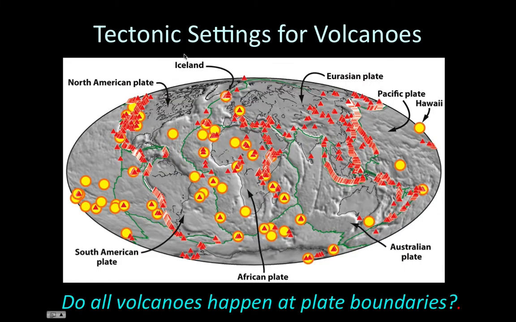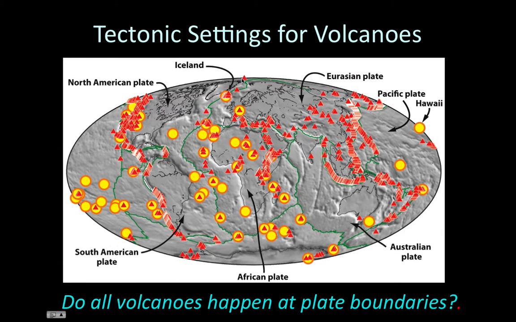Now this is an image which shows where volcanoes are occurring on Earth's surface, and the caption here says, "Do all volcanoes happen at plate boundaries?" It's a little bit hard in this figure to see the plate boundaries, but they're shown with the green lines. And looking around, we could look at the boundaries of the Australian plate, the boundaries of the Pacific plate, the boundaries of the South American plate, the North American plate boundary, and the Atlantic Ocean.